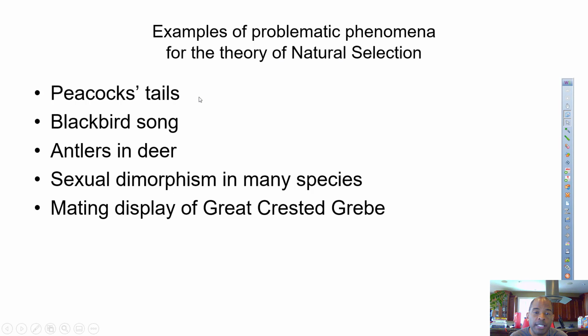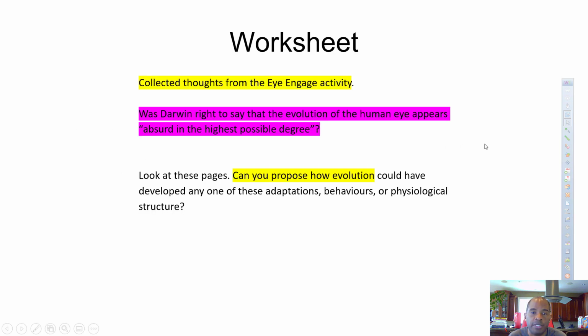So how to explain the peacock's tail, the blackbird's song, the antlers on a deer, some lions having a big giant mane and then the female lioness having not, the crested grebes? It doesn't seem to make a lot of sense when you start looking at natural selection as your explanation. So, on the worksheet, before you move on, I'm asking you to propose a reason why evolution has allowed these things to occur, right? So, you are going to see the answer. We're going to talk about it, but before you get there, just so that it's more meaningful, propose an answer.